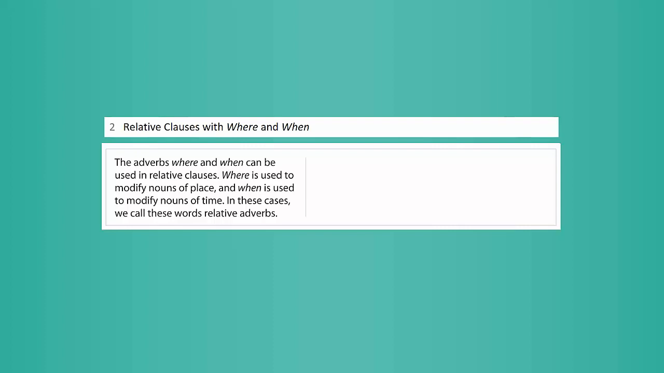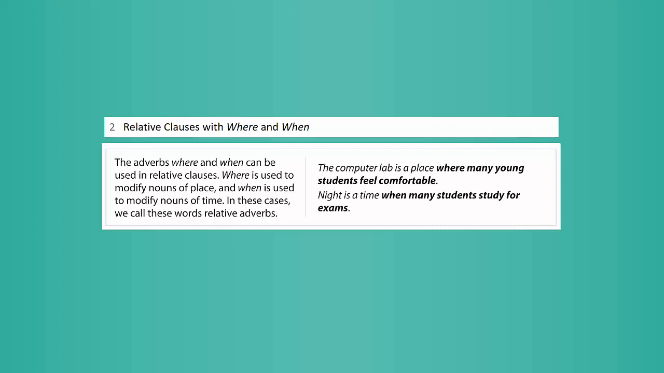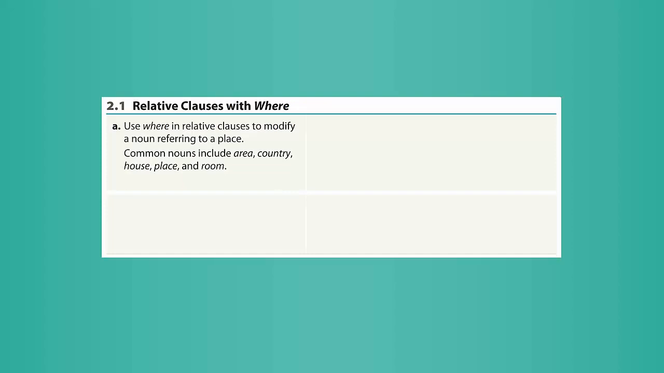The adverbs where and when can be used in relative clauses. Where is used to modify nouns of place, and when is used to modify nouns of time. In these cases, we call these words relative adverbs. For example, the computer lab is a place where many young students feel comfortable, and night is a time when many young students study for exams. Now let's review how to use where and when in different situations.